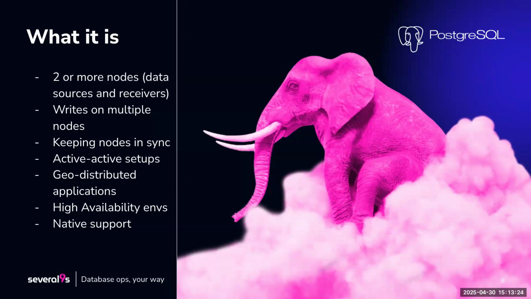One important thing is it has native support, because here we are using streaming replication plus logical replication. So you don't need to enable any extension to be able to use it. You just need to configure both replications, and you will have it running. It's more complex than that, but basically you need to configure both replications, and that's it.